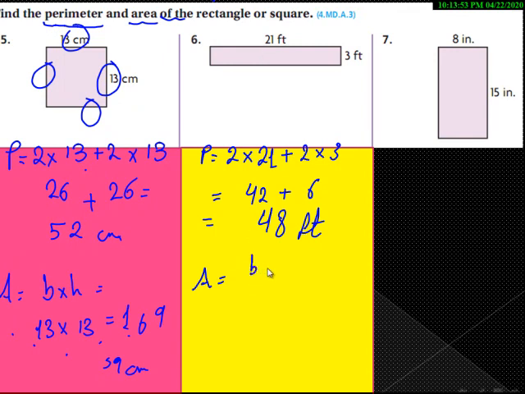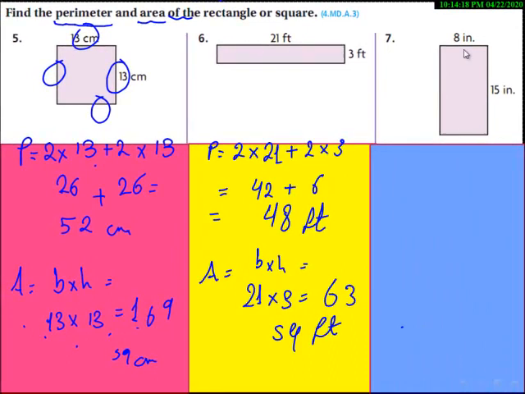Great. Number 6, also I'm going to find its area. Its area is base times height. 21 is its base and its height is 3. Great job. 21 multiply 3. Excellent, guys. 63. 63 what? Square feet, because we're talking about area. Yes.